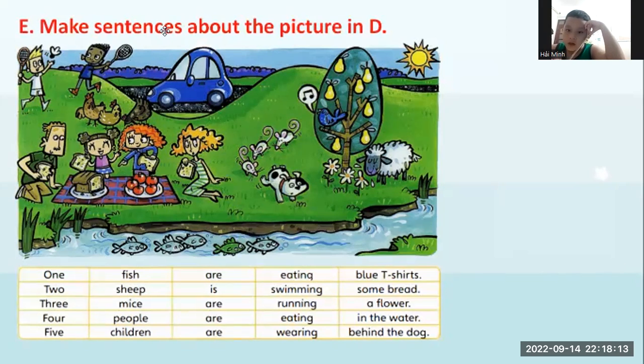Four people are eating in the water. Five children are walking behind the dog.